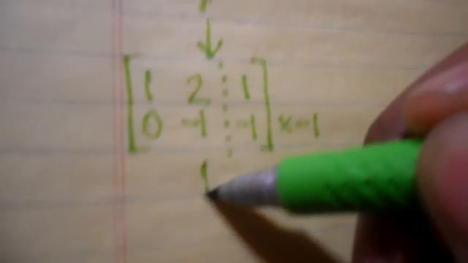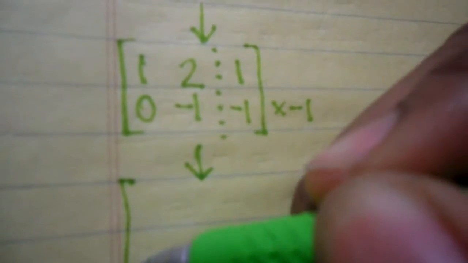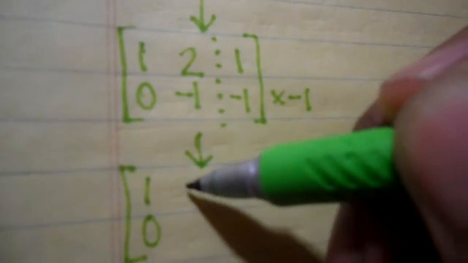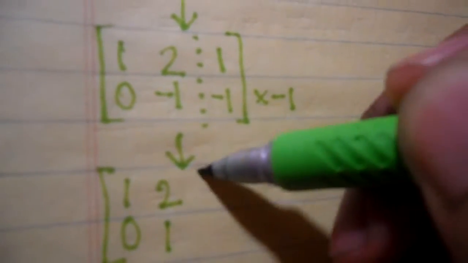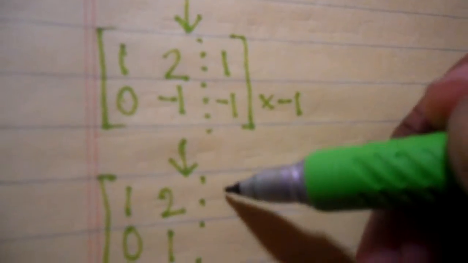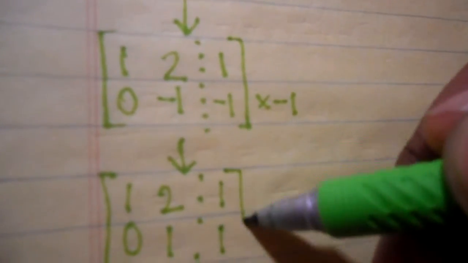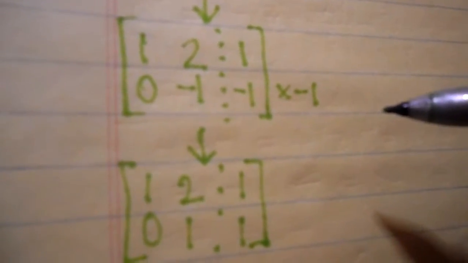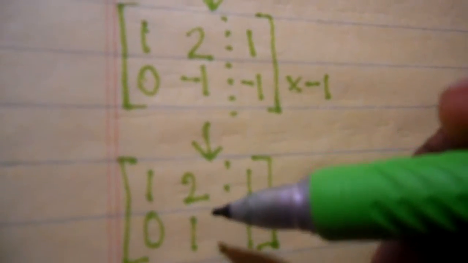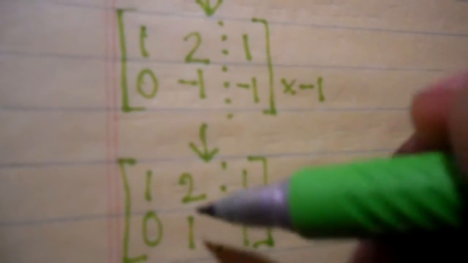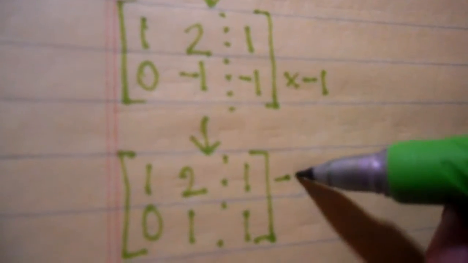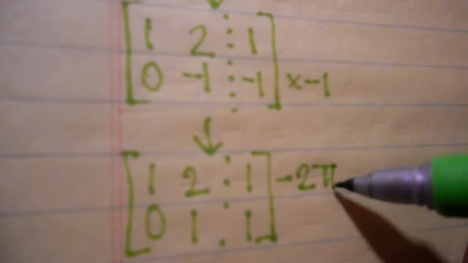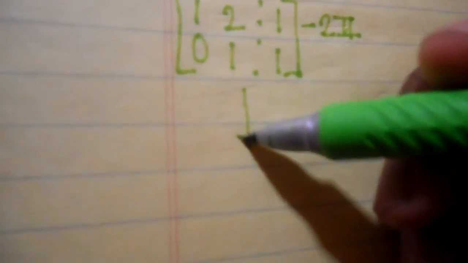So when we do that, we'll get 1, 0, 2, 1, 1, 1. Okay. And then to get this to be 0, we have to take 2 minus the bottom row. And that will lead us to getting this.